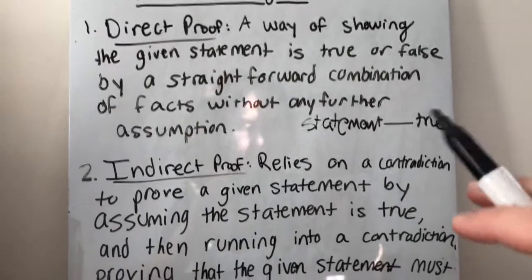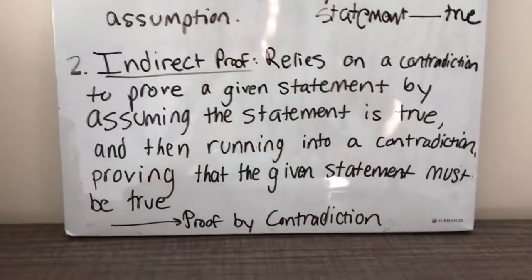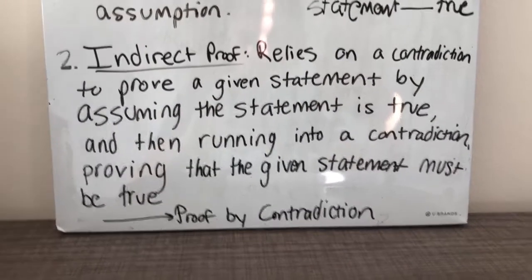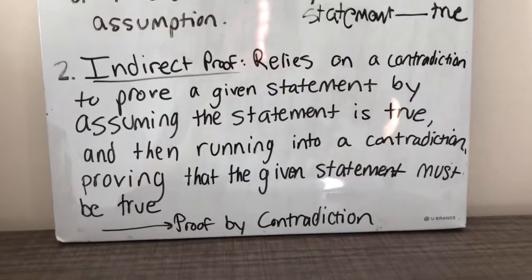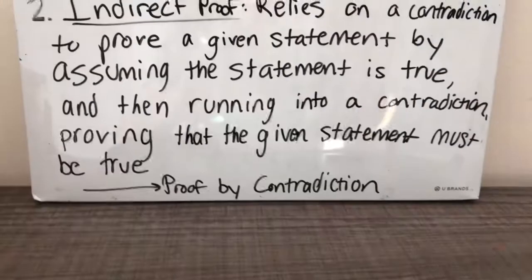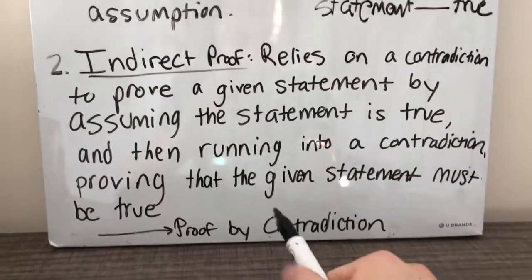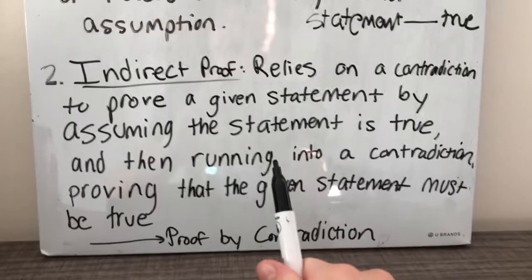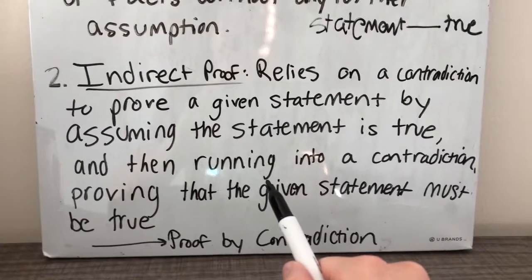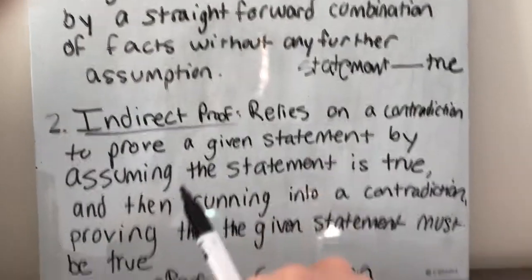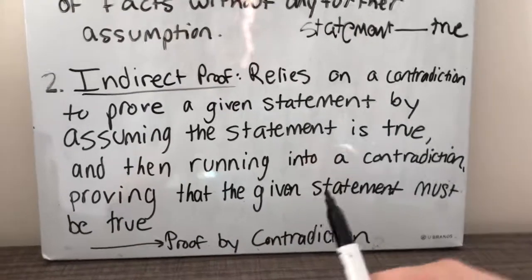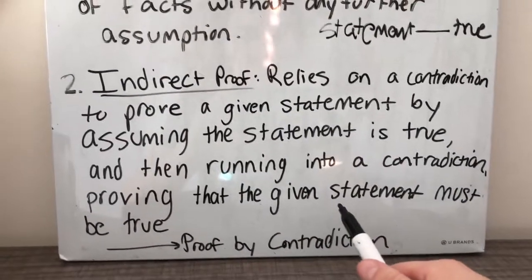And how this contrasts with an indirect proof is that an indirect proof relies on a contradiction to prove a given statement, by assuming the statement is false, and then you run into a contradiction, proving that the given statement must be true. So this is why proof by contradiction technically falls under indirect proof, but it's good to know that it is within an indirect proof. It's good to know the direct proof, the indirect proof, and then more specifically a proof by contradiction. An example of this will be given shortly.